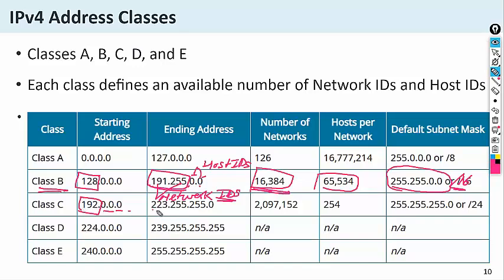Similarly, in class C, the range starts from 192.0.0.0 to 223.255.255.0. So there is only one octet for the host ID and 3 for the network ID. So the hosts per network are 254. And the default subnet mask is 255.255.255.0, or /24. Class D and class E are not available.